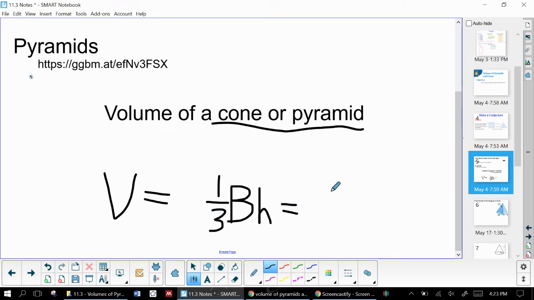Or you'll also see it written this way: the volume equals the area of the base times the height divided by 3. Whichever way makes the most sense for you in a particular case. Doesn't really matter. And remember, this is the area of the base. That's why it's written as a capital B times the height. So let's go ahead and take a look at some examples here.